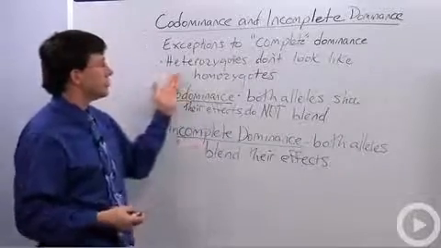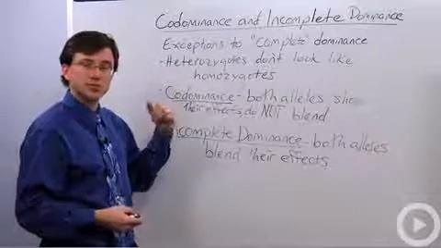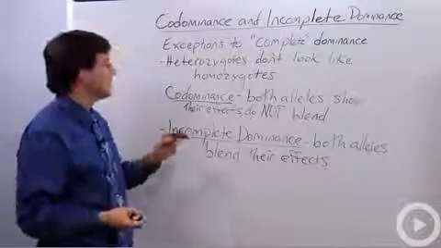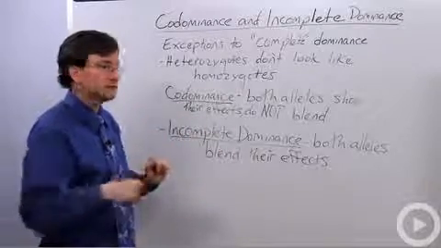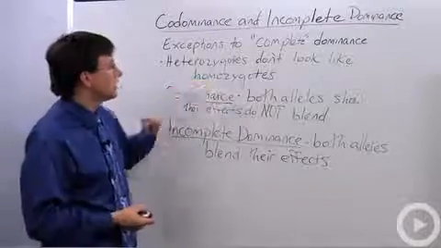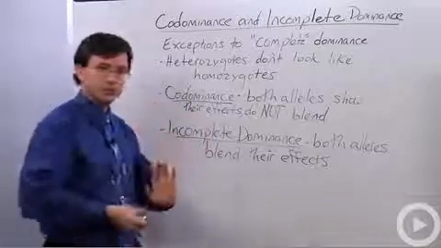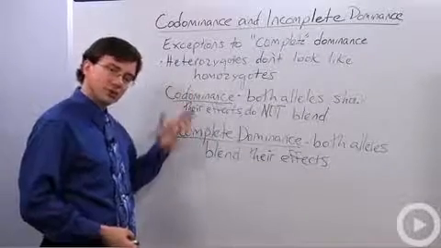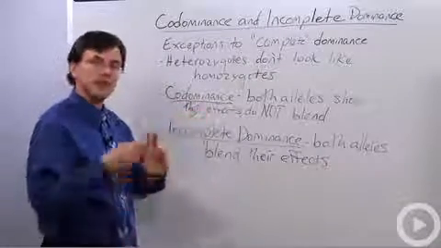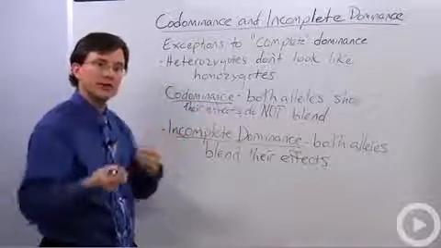In this case, rather than the heterozygous individuals looking like the homozygous dominants, here the heterozygote, a hybrid between two types of beings, does not look anything like the true bred ones, the homozygotes. So what's the difference between codominance and incomplete dominance? It's how they do this effect.